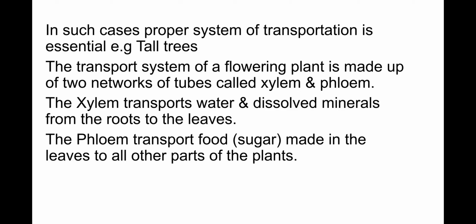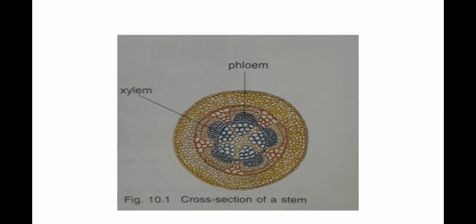The transport system of a flowering plant is made up of two networks of tubes called xylem and phloem. The xylem transports water and dissolved minerals from the roots to the leaves. The phloem transports food, that is sugar made in the leaves, to all other parts of the plant. The xylem and phloem are the vascular bundles which are present in the stem region of the plant body.